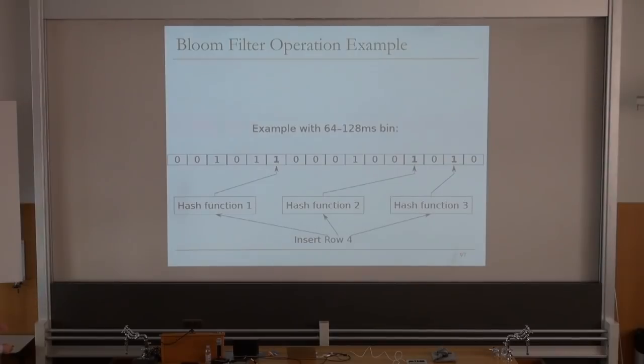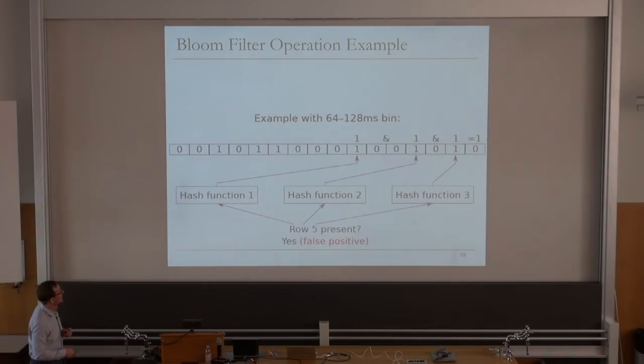Okay, let's insert row four. It goes through the same hash functions with a different address, and maps to different bits. Now both row one and row four are inserted over here. Let's test if row five is present. Well, we didn't insert row five. We inserted just row one and row four. Now we're checking row five. We go through the hash functions, and all of them happen to map to locations that contain ones, because when row one and row four were inserted, they set these bits to one.